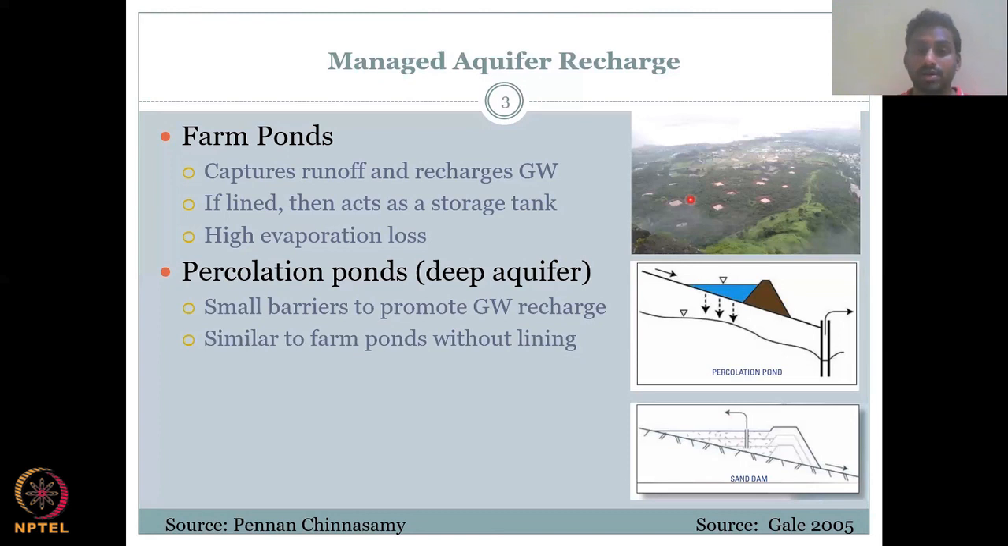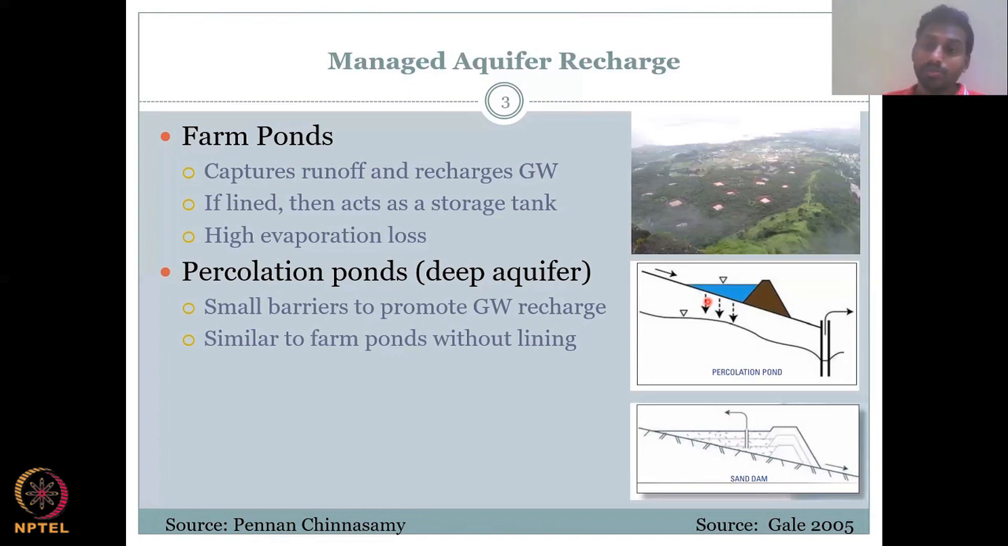The next method the book describes is percolation ponds for deep aquifer recharge. So it is like a check dam. A small barrier which is placed along the river or stream network or canal, and the bottom of the check dam is layered with gravel and other materials which have higher infiltration rate. Thereby, water would go faster down into the deep aquifers. So small barriers to promote groundwater recharge, similar to farm ponds without lining. And also, it has materials to enhance the infiltration and percolation rate.